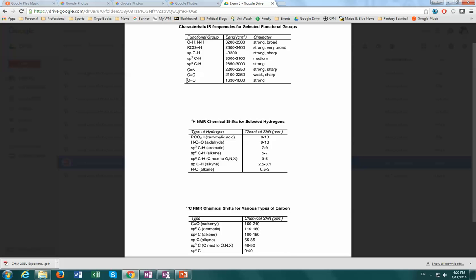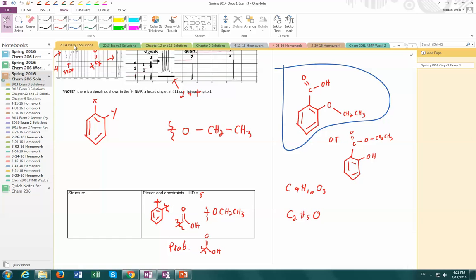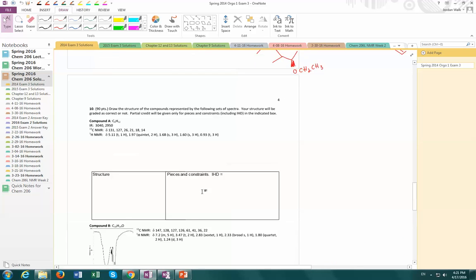Can I ask a quick IR question? Sure. It's on number 6. It's just about that carbon, the bonds like your carbon or nitrogen. It's really close, and I wasn't sure. Which one? Number 6 on 2014.